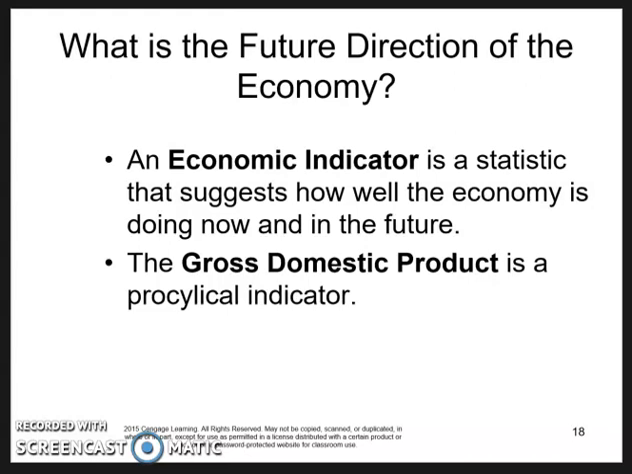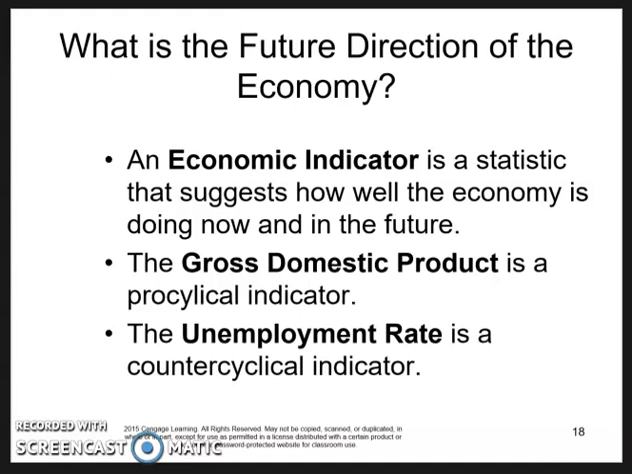These movements are in conjunction. So gross domestic product isn't going to predict the future. And same for unemployment rate. Unemployment rate is countercyclical. So if unemployment rate's going up, then the economy's doing poorly. But vice versa, if unemployment rate is going down, the economy is doing well.